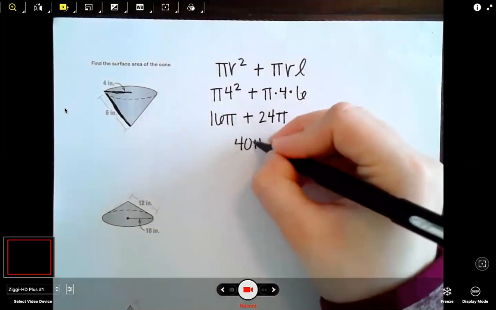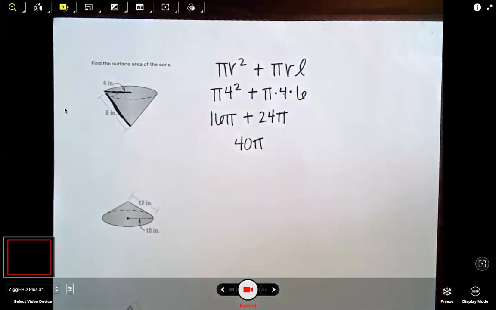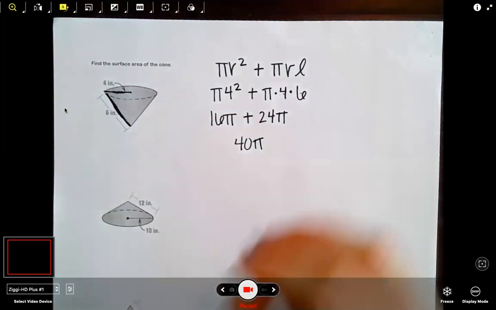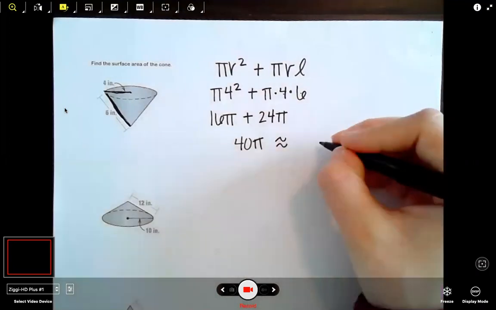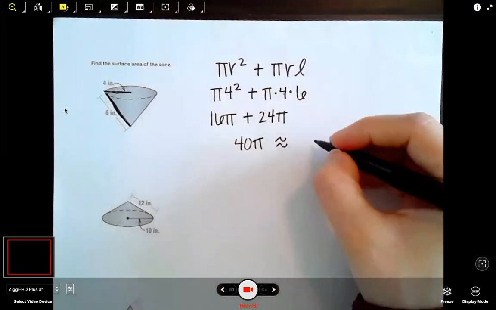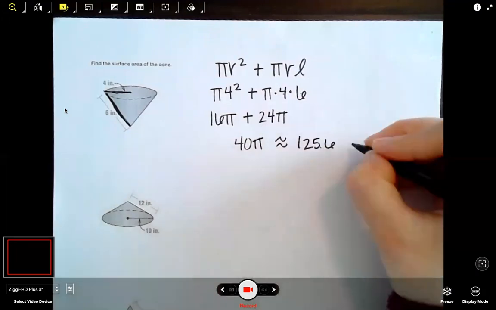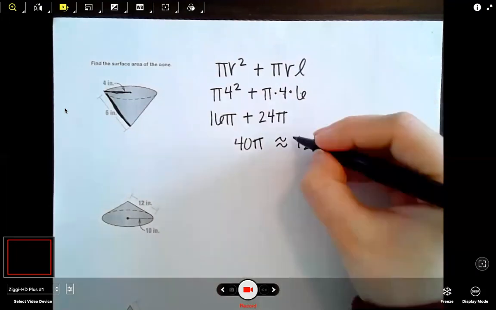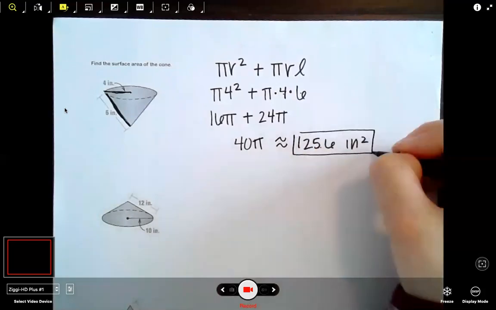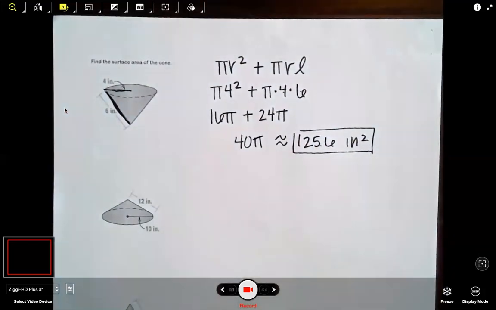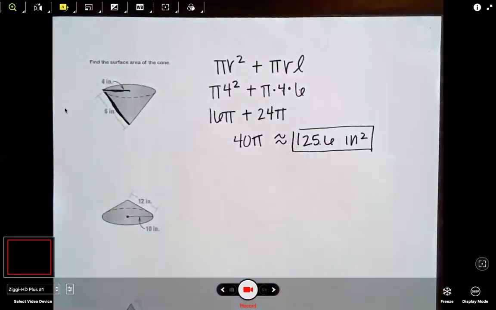And now just so we're all the same, let's take 40 times 3.14. So that's approximately, I got 125.6. What'd you say? 40 times 3.14. Oh, yeah, I got the same thing. Same thing? Good job. Proud of you.